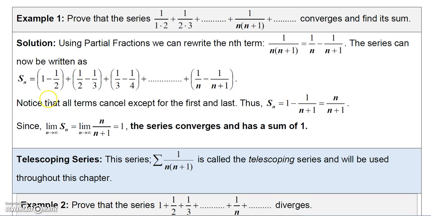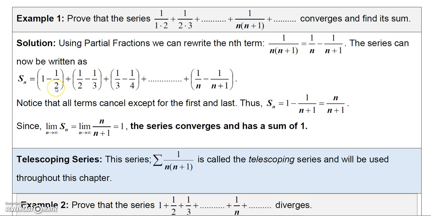Well, then the partial sums would look like this. So if n is 1, we'd have 1 minus a half, and then if n is 2, we'd have 1/2 minus a third. And then if n is 3, we'd have 1/3 minus a fourth. All the way out to if n is n, we'd have 1 over n minus 1 over n plus 1.